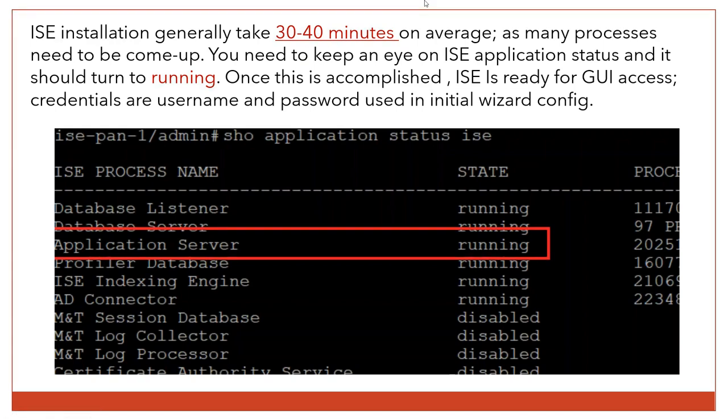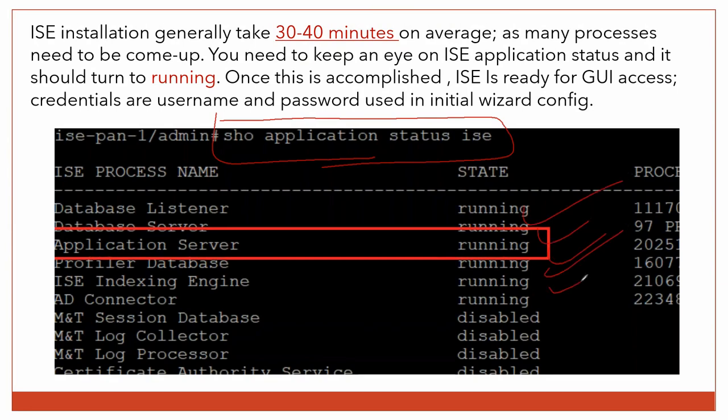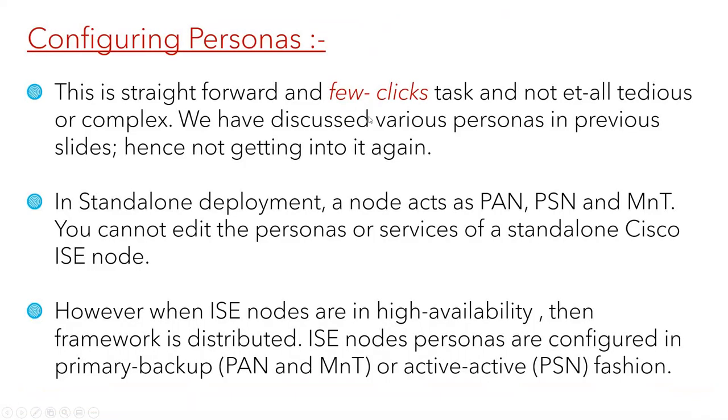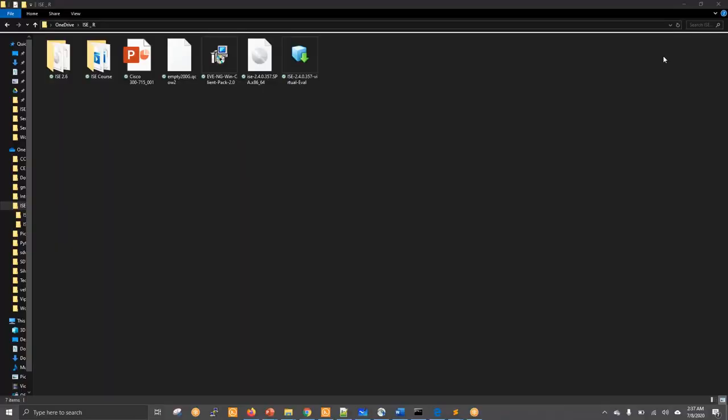If you run this CLI command, you should see that all your applications are up and running, meaning whatever applications we have enabled should be up and running. The rest, whatever features or services we haven't enabled, will show as disabled, correct? So now let me show you how we can do the installation.